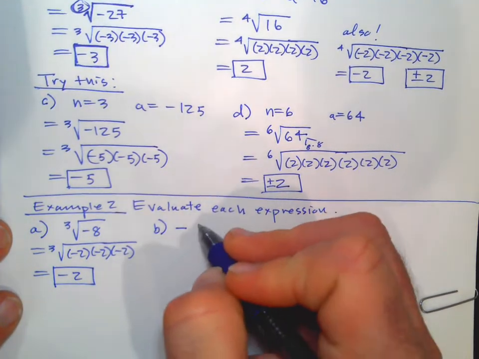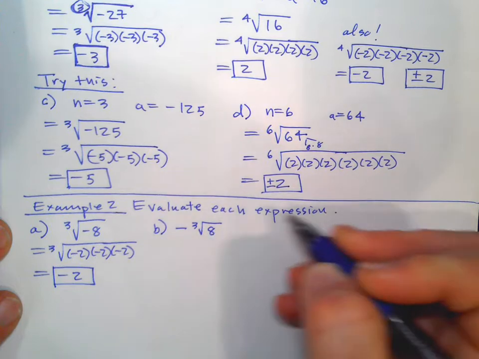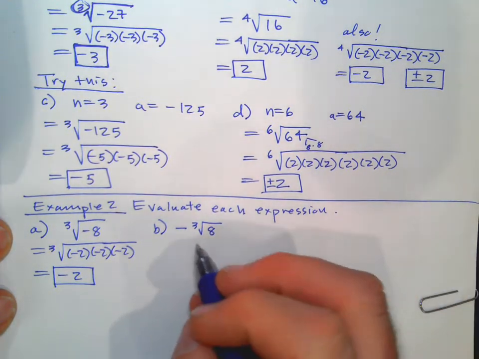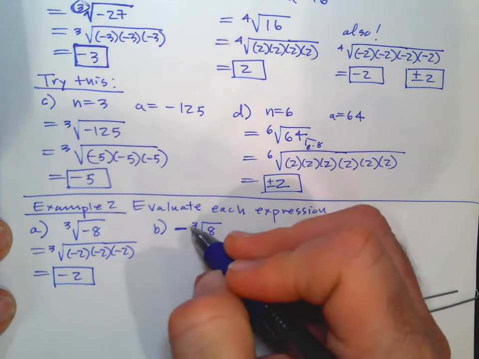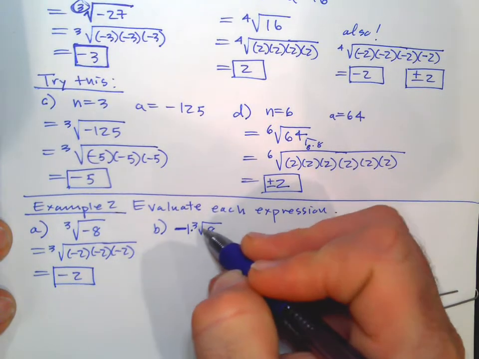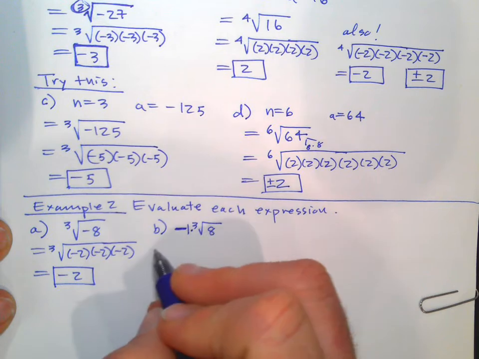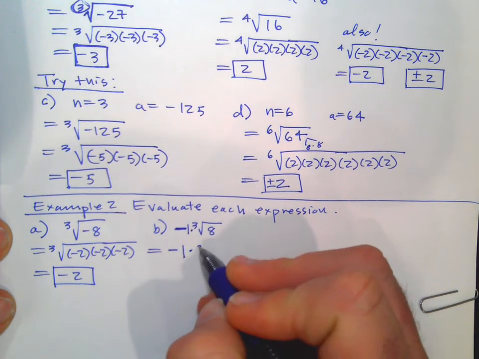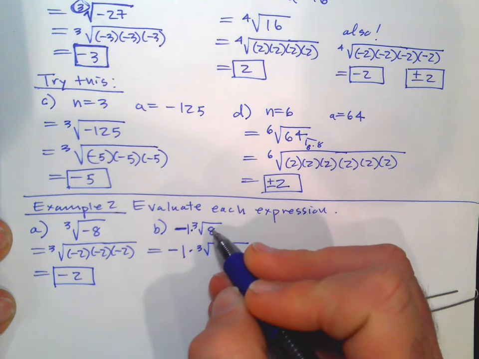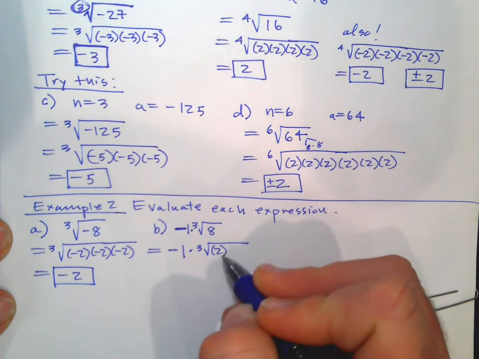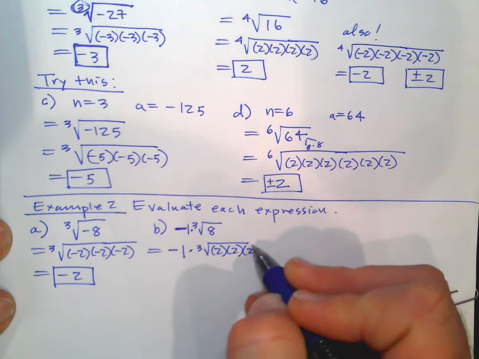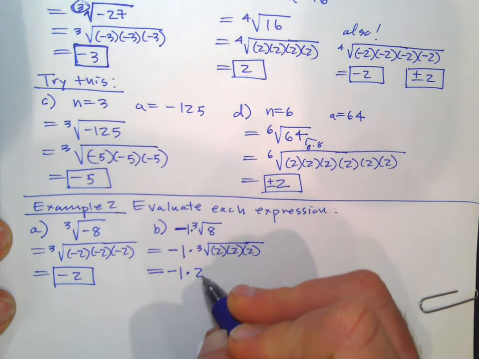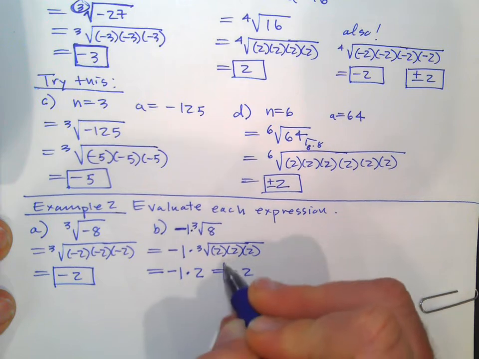B, negative cube root of 8. Now this one's a little different. The negative's on the outside. That makes a difference. A negative on the outside is the same thing as a negative 1 times the thing it's in front of. So we're really just ignoring the negative, it's just over here on the side, and then we're saying, okay, what would we multiply times itself 3 times that would give you 8? That's going to be 2, and your final answer is going to be negative 2.